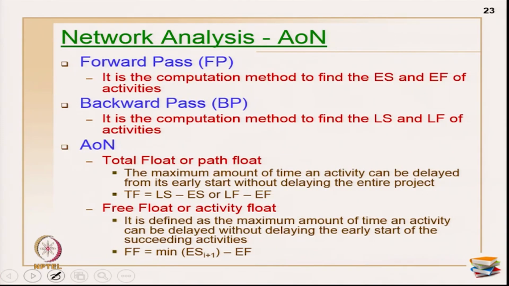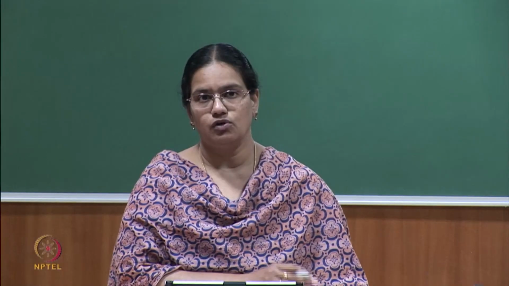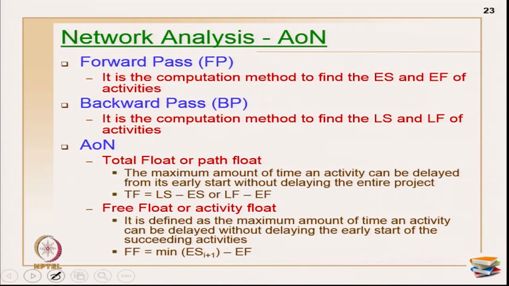Okay. Now, whether you are using the AOA method or the AON method, the procedure for computation and analysis is the same. First you have to do the forward pass, next the backward pass and the float calculations. In AOA we have slack calculations. Okay. That you should keep in mind. So, now forward pass, it is a computation method to find the early start and early finish of activities. There the focus was events, we were finding out early event time and late event time of events in the AOA diagram. Now, we are going to see early start, early finish of activities.